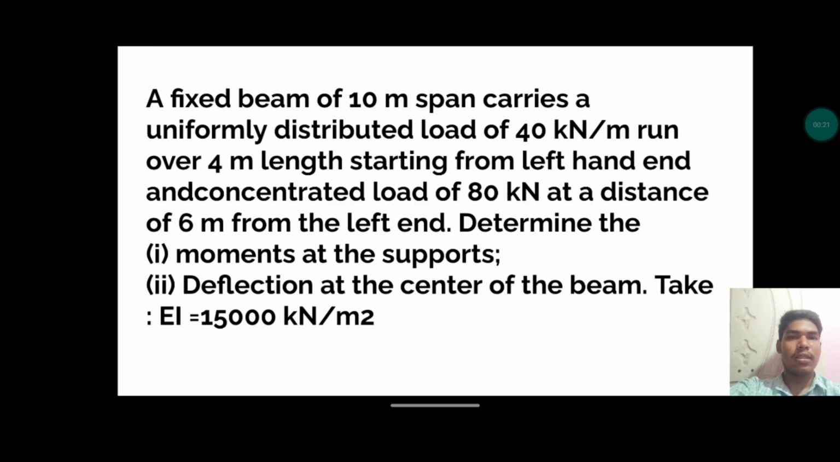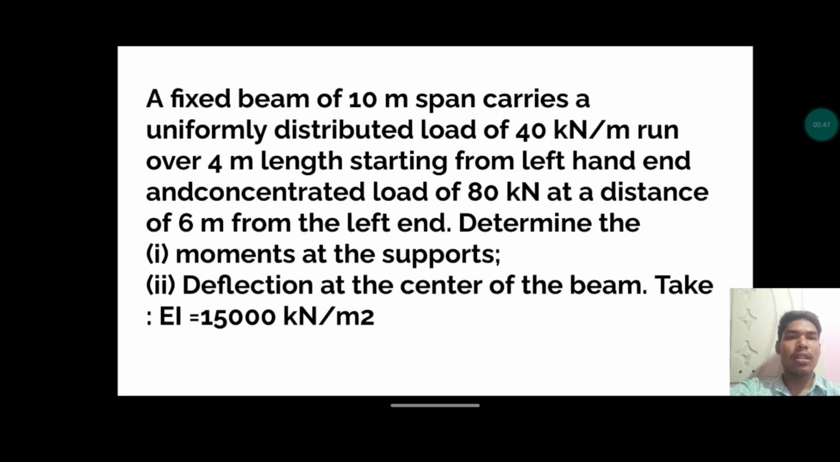The question is, a fixed beam of 10 meters span carrying a uniform distributed load of 40 kilonewton per meter run over 4 meters length starting from the left hand end, and a concentrated load of 80 kilonewtons at a distance of 6 meters from the left hand end. Determine the moment at the supports and deflection at the center of the beam. Take EI as 15,000 kilonewton per meter square.